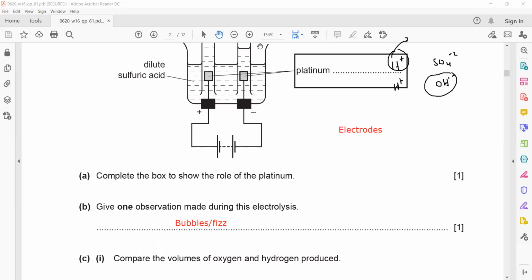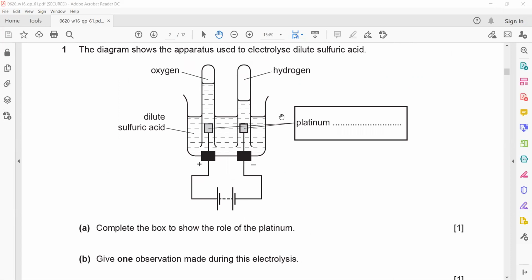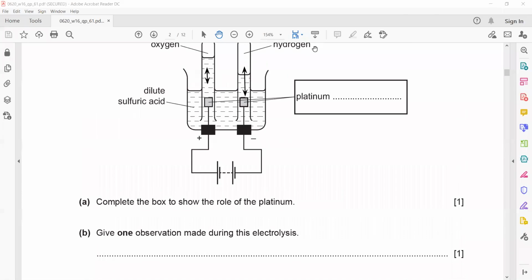Then the next part we have to compare the volumes of oxygen and hydrogen produced. So when you compare the volumes from this figure, what can you say when you're comparing the two gases? More hydrogen than oxygen. Because it's 2 marks, 1 mark is for mentioning a greater amount of hydrogen, and the second mark is for comparison, like it is approximately twice.